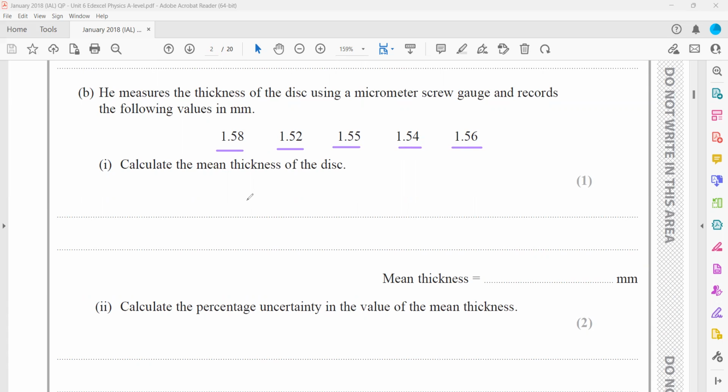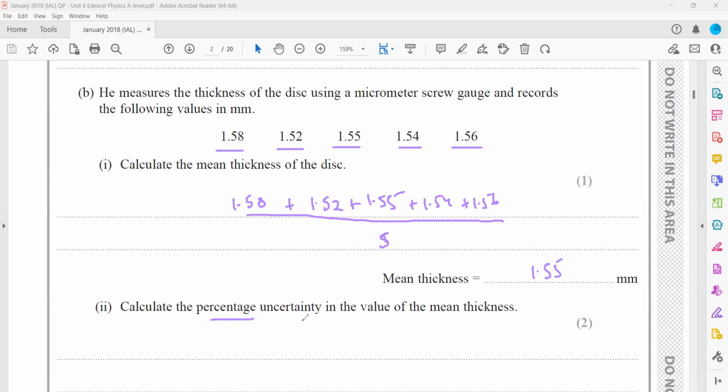It will be 1.58, 1.52, 1.55, 1.54, 1.56, and then the total will be divided by 5. That will give us the mean or average, which is about 1.55 millimeter. Then calculate the percentage uncertainty.